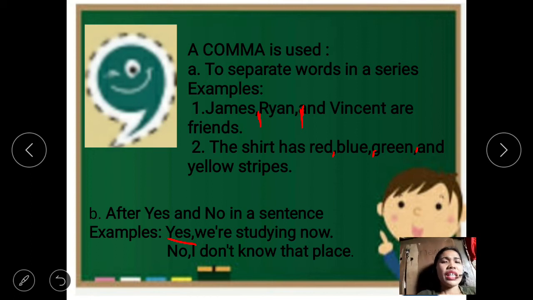Okay, next. We will also use a comma after yes and no in a sentence. Examples. Yes, we're studying now. So after daw ng yes and no, gagamitin po natin ang comma. Yes, we're studying now. So after ni yes, merong comma. Ayan. Then after ni no, still meron pa rin pong comma.